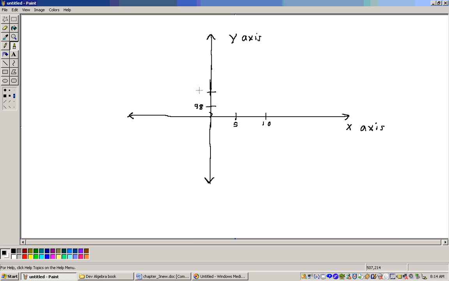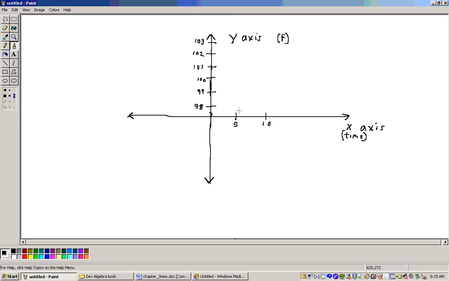So 98, 99, 100, 101, 102, and that should pretty much do it. I don't think we have anything as high as 103. And this x-axis again stands for time on this particular problem, and you'll find that a lot of problems as you go through your math courses use time as the x-axis. So this is the time variable right here, and this y-axis is your Fahrenheit temperature, your body temperature.